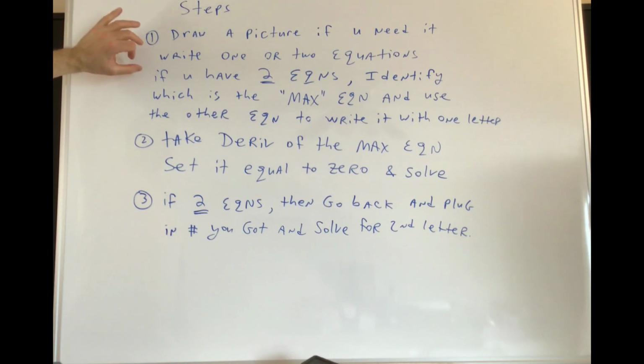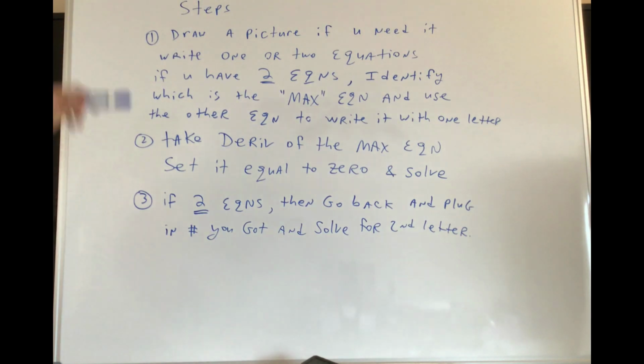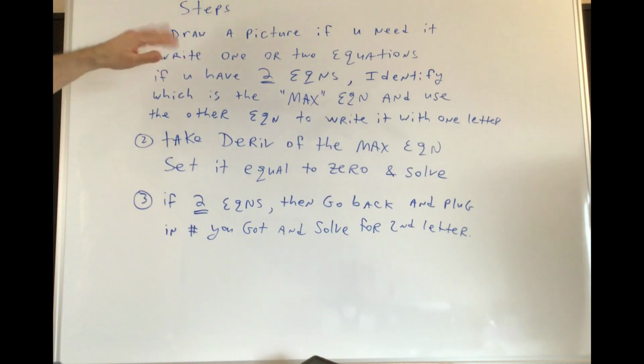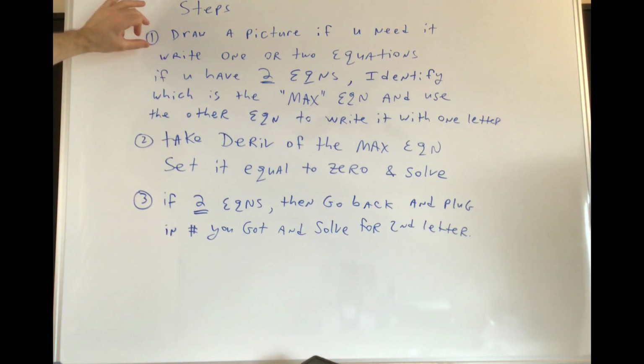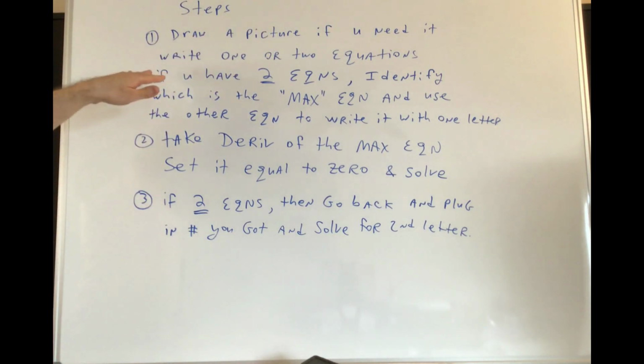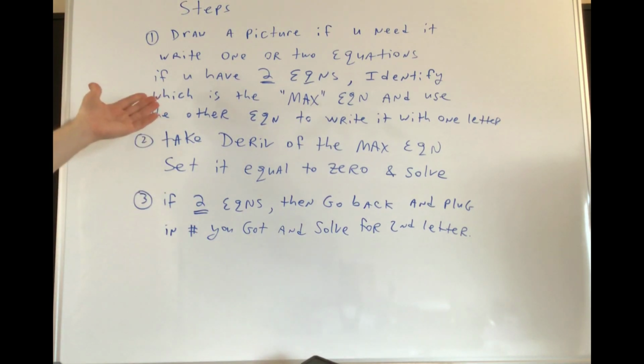Now, you want to write one or two equations. The first example that I worked for you, I had two equations. If you only have one equation, that means you only have one letter. So you're good to go. Take the derivative, set it equal to 0, and go from there. If you have one equation, this is a significantly easier problem. If you have two equations, and most of the time you will, you'll have to figure out which of the two is the max equation, but it's easy to do if you just read the question.